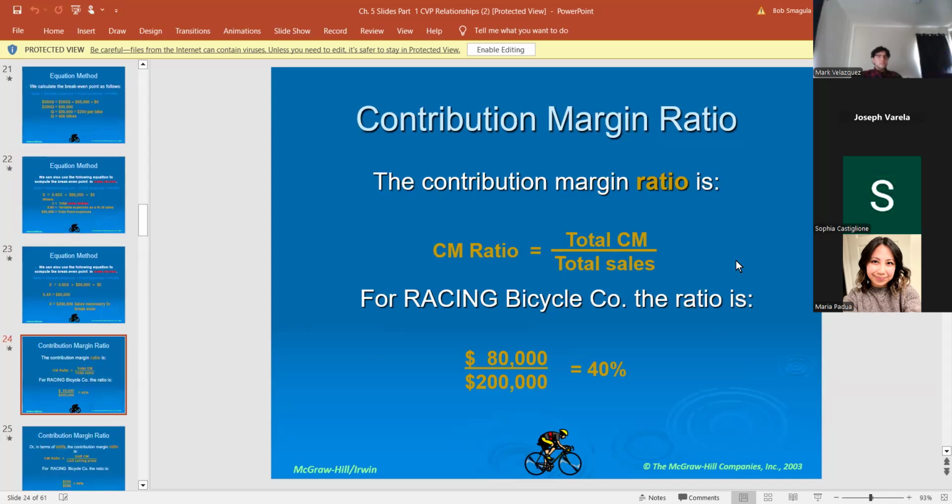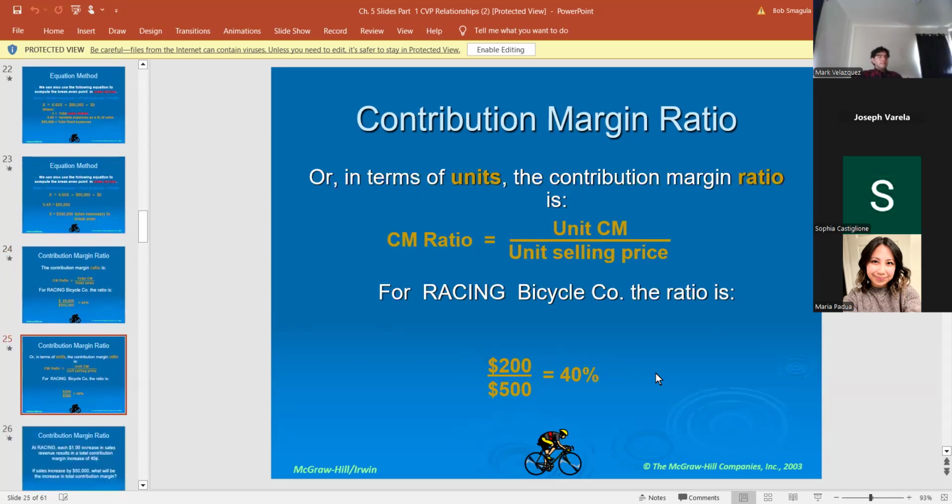Now, take a deep breath. This is the one I recommend we talk about. Contribution margin ratio. We're going to get to the break even in a moment. Well, obviously, the total contribution in dollars divided by the total sales is 40%. We're earning 40% every time we sell a bicycle. And I believe the bikes were sold for $500, and we get 40% of that.